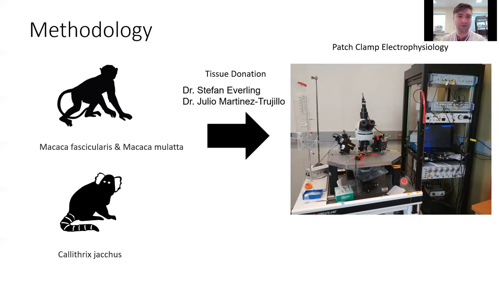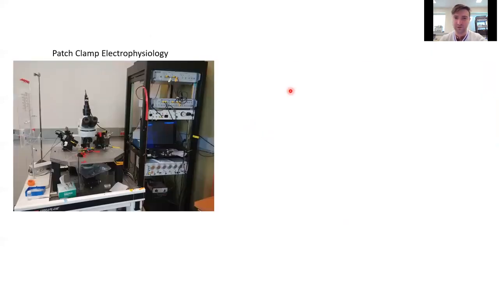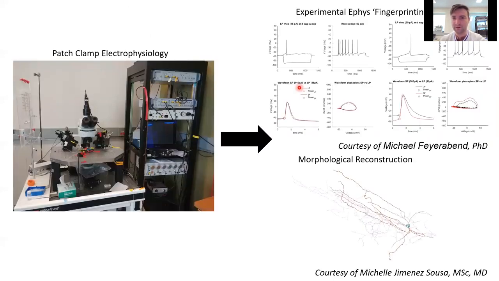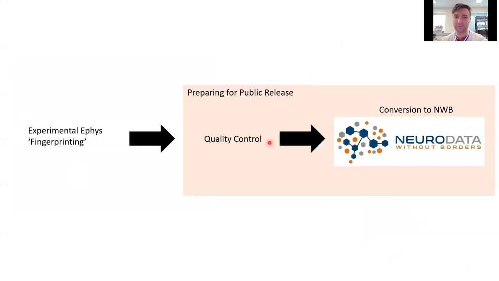Using our patch clamp electrophysiology, we performed what we call ePhys fingerprinting, which was a set of standardized protocols meant to characterize the firing and action potentials of the neurons, as well as the subthreshold features. In addition, we filled the cells with biocytin and performed morphological reconstruction of the neurons. Gathering our experimental ePhys fingerprinting, we prepared the data for public release.